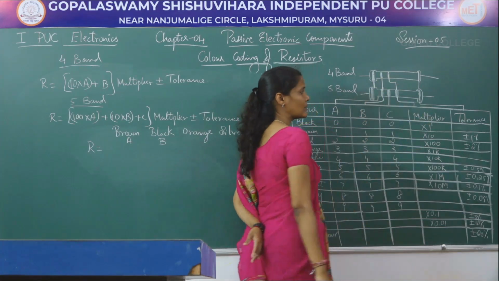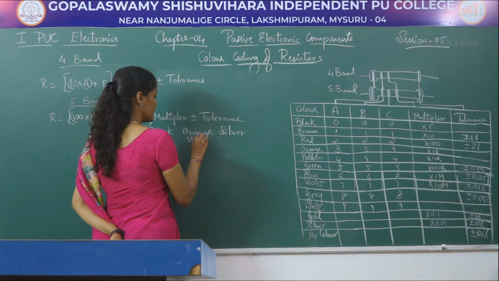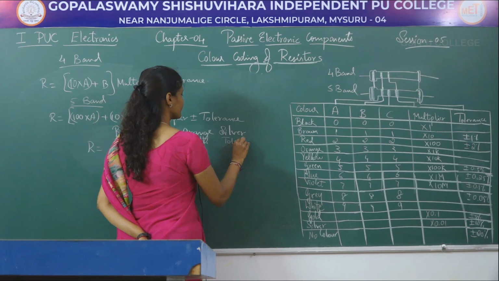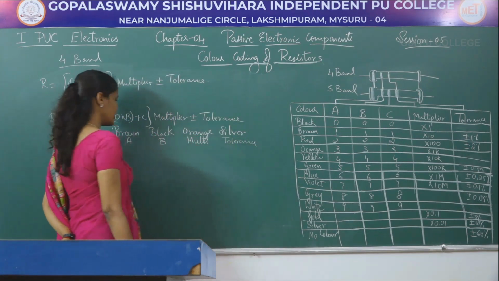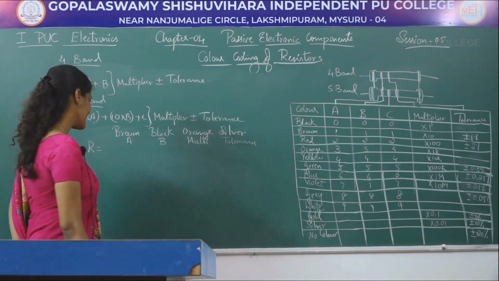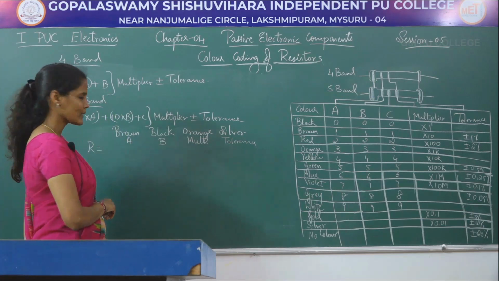The third band is nothing but a multiplier and the fourth band is the tolerance. So orange is the multiplier whereas silver is the tolerance. Accordingly, we have to find the A, B, multiplier and tolerance values and calculate the resistance value of this resistor. So the formula is 10 into A plus B.